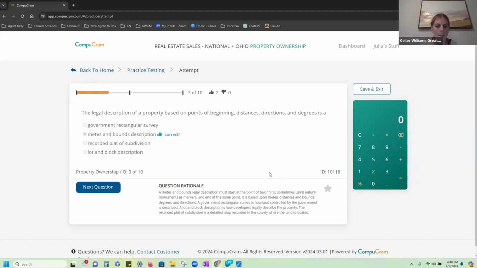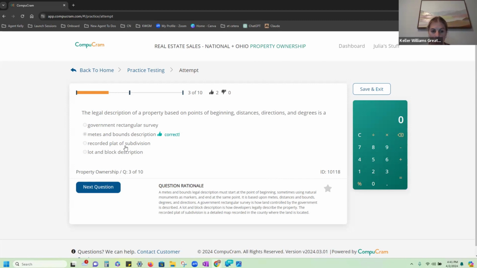So metes and bounds must start with a point at the beginning, and it could be sometimes using monuments as markers and end at the same point. It is based on metes, distances, bounds, degrees, and direction. A government rectangular survey is how land controlled by the government is described. And then a lot and block description is how developers legally describe the property. So that's like subdivision. And then the recorded plat of a subdivision is a detailed map recorded in the county where the land is located.